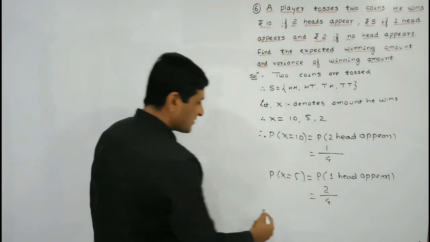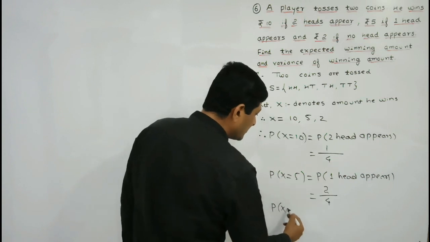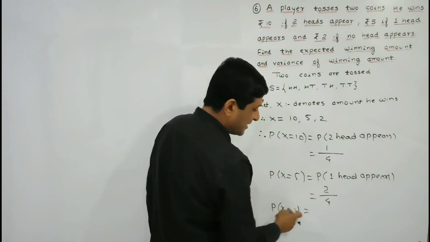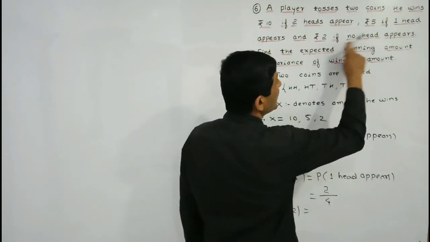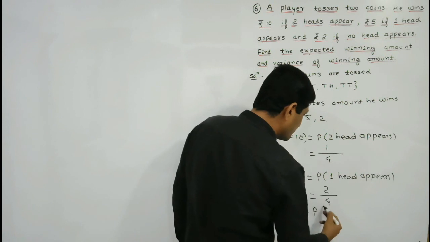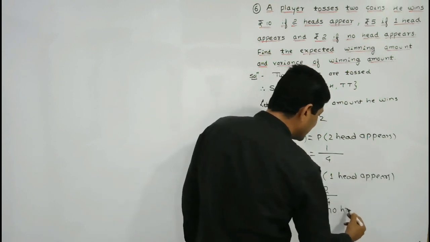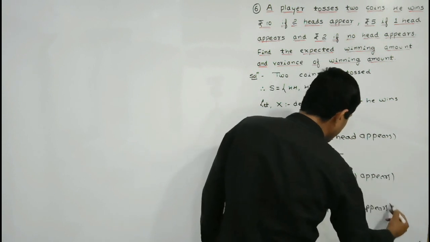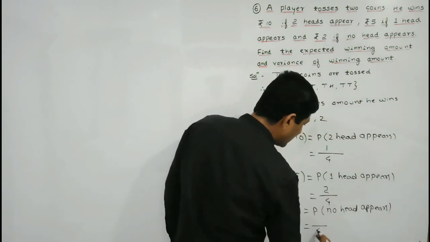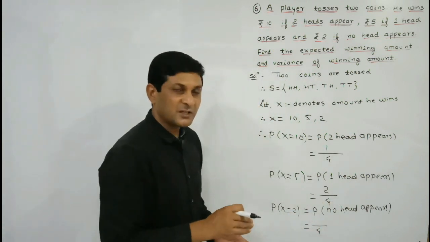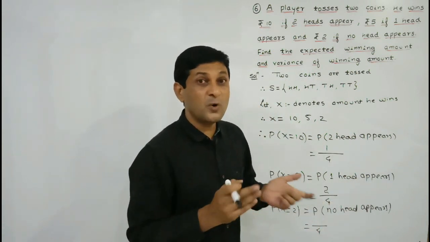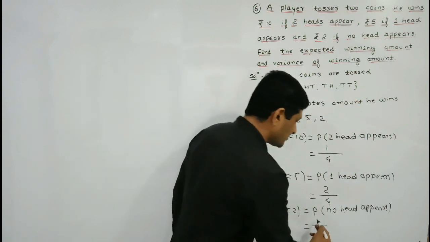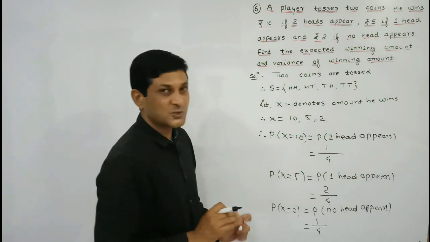And lastly, we are finding the probability when x is equal to, what is the third value of x? 2. X is equal to 2. He wins rupees 2 if no head appears, so it is the probability that no head appears. Total outcomes are 4. Out of these, check how many elements have no head. No head appears is satisfied by only one element, so the probability will be equal to 1 by 4.